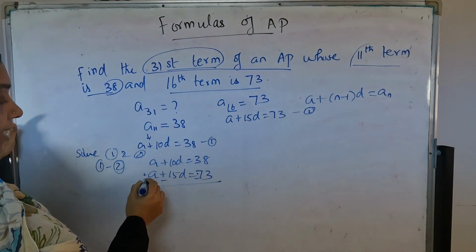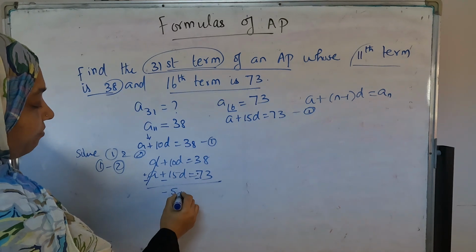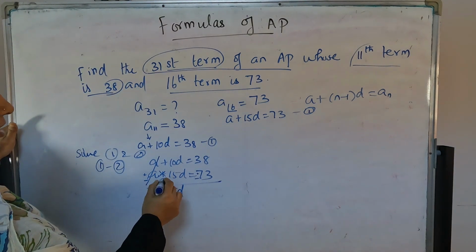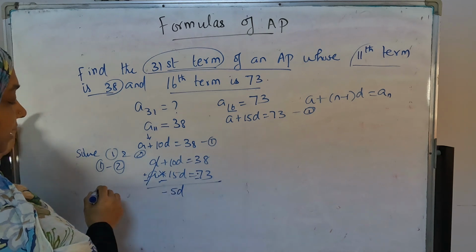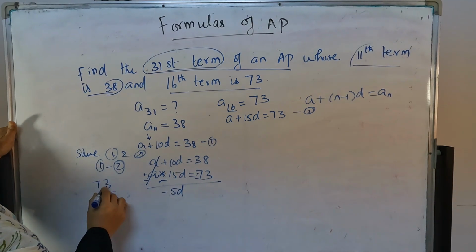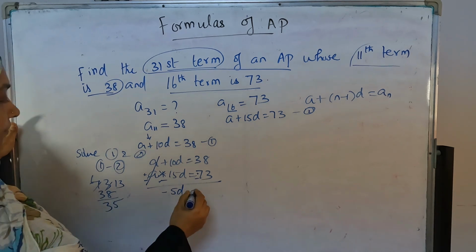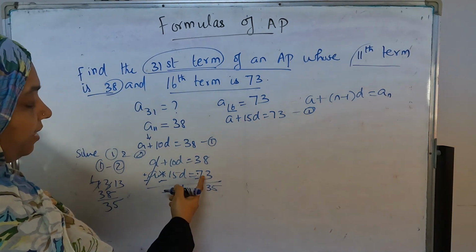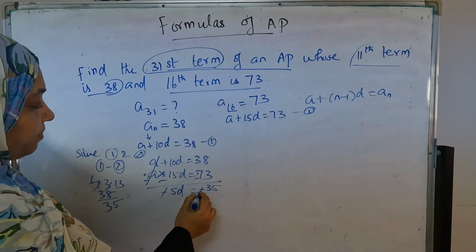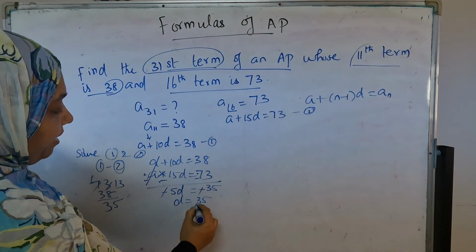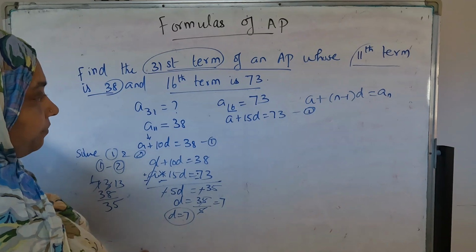Now A minus A cancelled. We have 10D minus 15D, it is minus 5D. And 38 minus 73 we will write. It will be 35, and since 73 is greater, the symbol is minus, so minus 35. This minus cancels, and D equals 35 divided by 5. 5 7s are 35, D is 7.